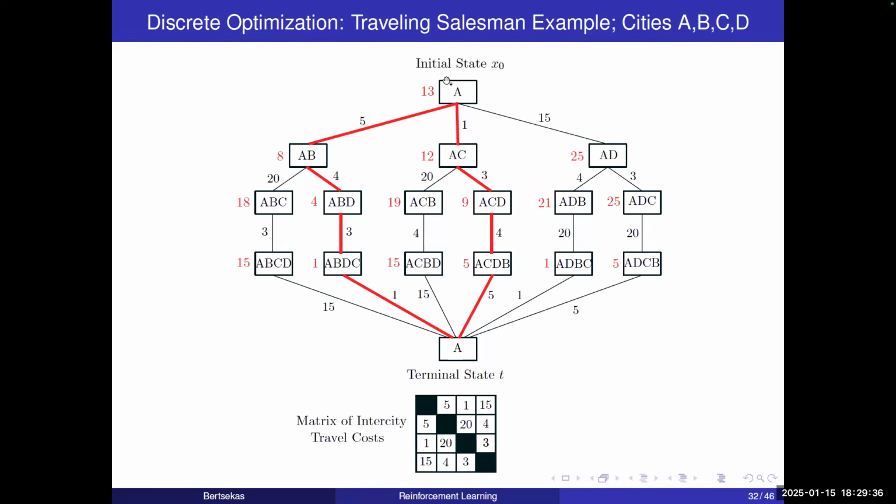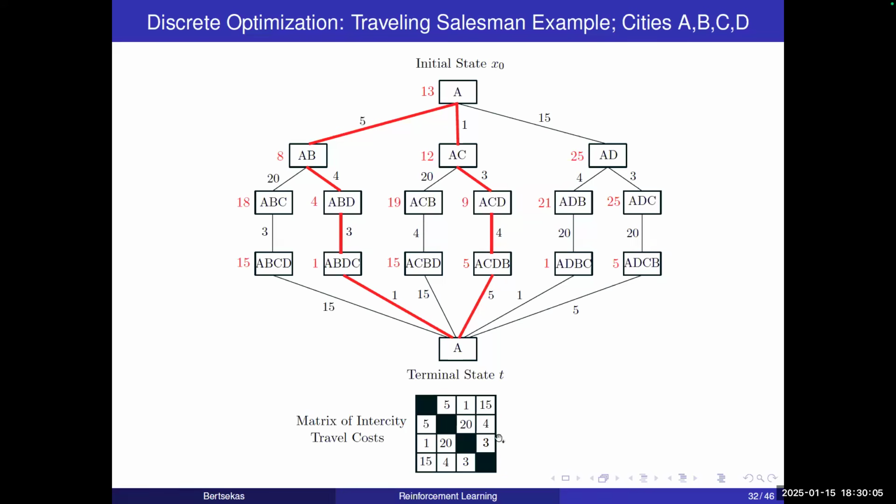So in this case, we don't really need to introduce this artificial initial state, because we already know the initial state is A, the initial city. And we use this matrix of intercity cost to represent the cost of traveling between different cities. So along this row is the distance between A to B, and A to C, and A to D.